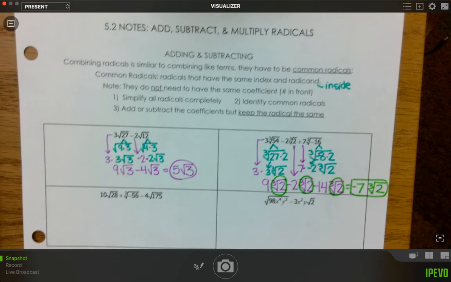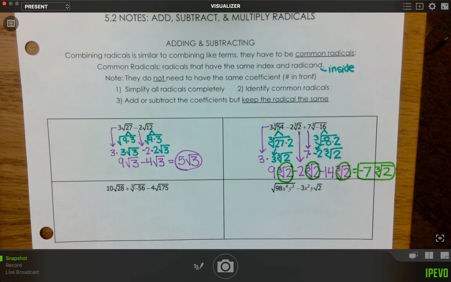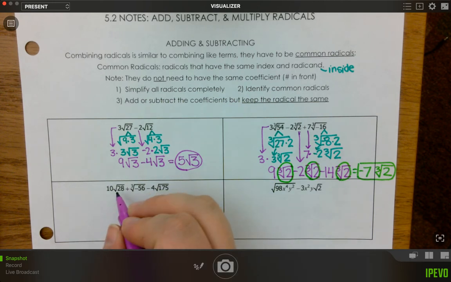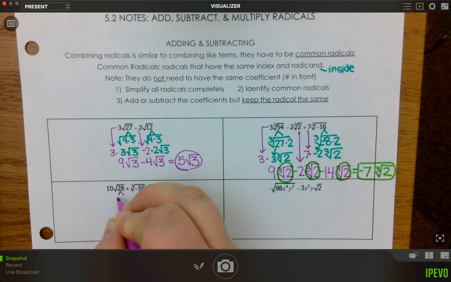And voila. Okay, sometimes not all of them get to combine. Sometimes there will be some parts that don't. So I'm going to go through this one a little bit quicker. I need a perfect square that goes into 28. That's going to be 4 and 7.